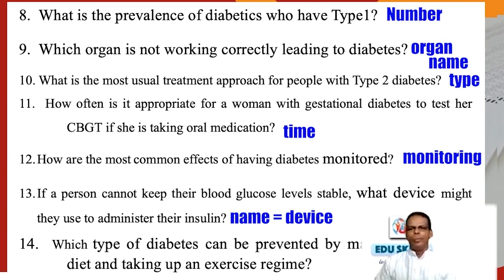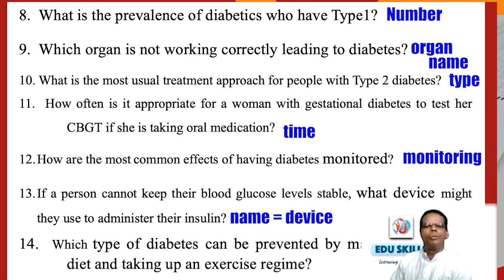If a person cannot keep their blood glucose level stable, what device might they use to administer their insulin? We should find out the device. They are asking for the name of one device, and it is singular. Mind it, they are not asking for devices. Most of the time they trick you. There will be 2 devices or 2 things given, you will write both, and your answer will be wrong. They want to know whether you can identify the singular and plural form. That's a trick they usually play.